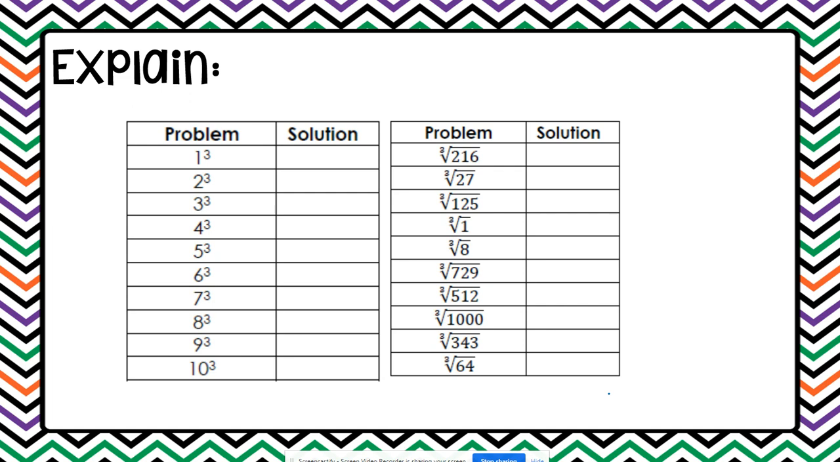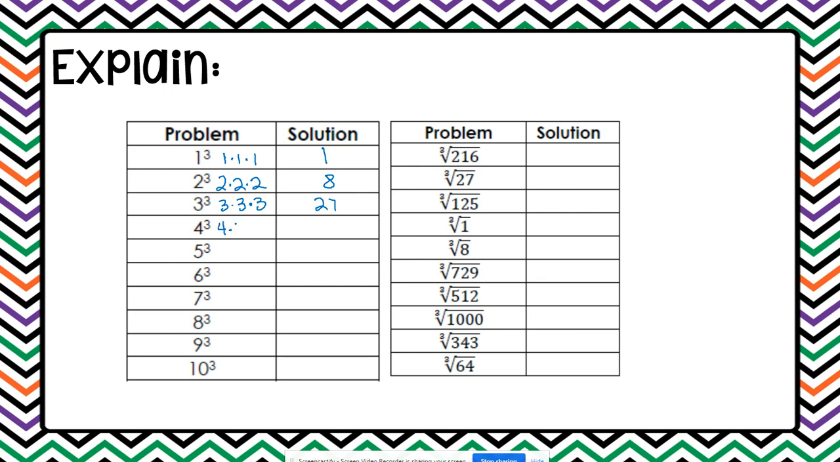Now let's look at cubes. Remember that a cube means that we multiply the number by itself 3 times. 1 cubed means 1 times 1 times 1. Well, that gives us 1. 2 cubed means 2 times 2 times 2, which gives us 8. 3 cubed means 3 times 3 times 3, which gives us 27.